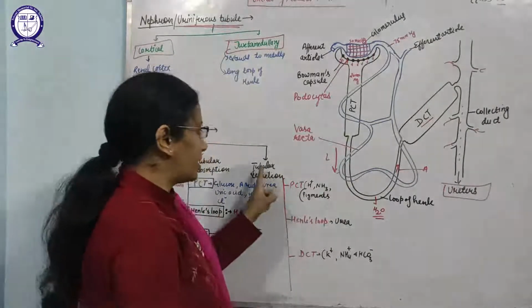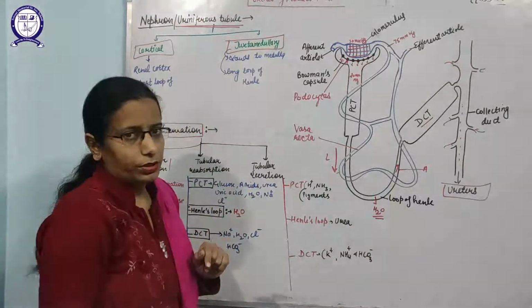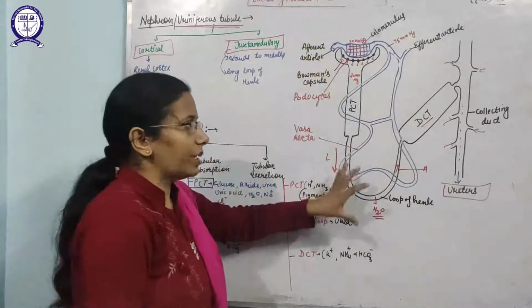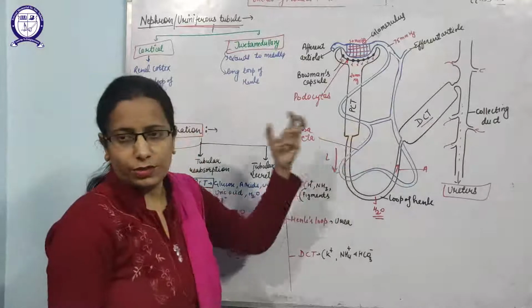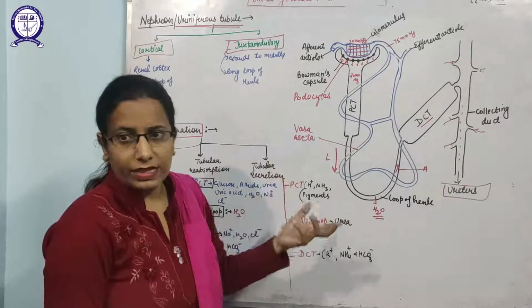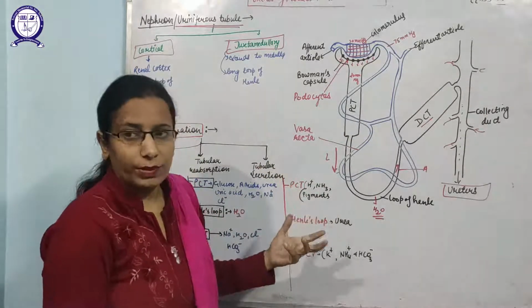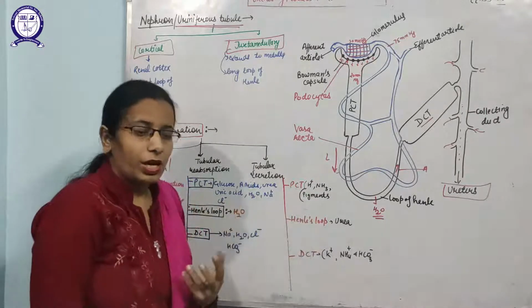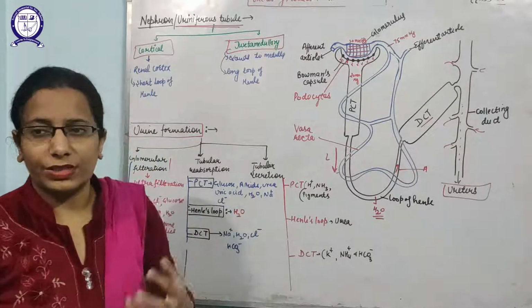Okay, the third step is tubular secretion. As you know, filtration is carried out. After that, many of the substances are absorbed by the body. The next step is secretion. What do we mean by secretion? Still, some waste material remains that should be removed from the body.